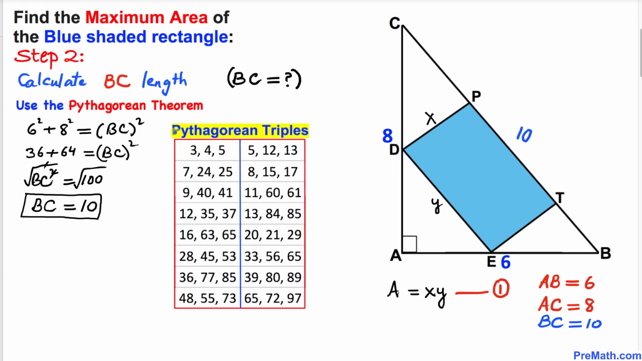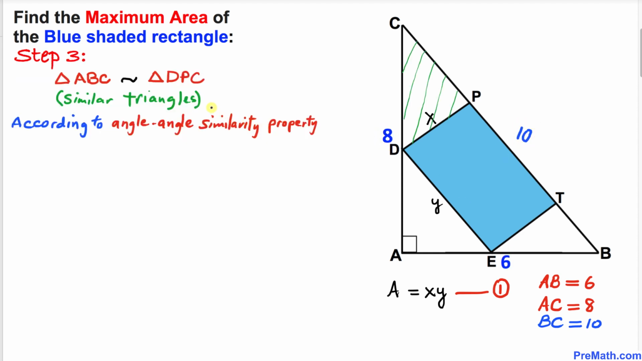And by the way, instead of using the Pythagorean theorem, we could have used Pythagorean triplets. We could have used these triplets 3, 4, 5. If we multiply all these numbers by 2, so 3 times 2 is 6, 4 times 2 is 8, and 5 times 2 is 10, and that's what we have: 6, 8, and 10. And here's our next step.